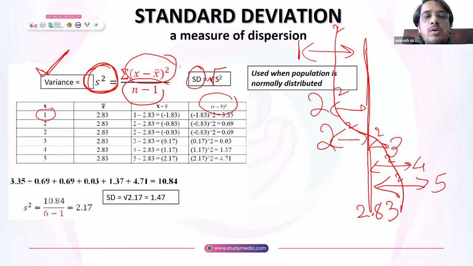So standard deviation is the square root of the average squared difference from the mean. It is also affected by outliers. The more the variation, the more the standard deviation. And as we discussed earlier, we use mean and SD together when the population is normally distributed. So this is about the standard deviation.